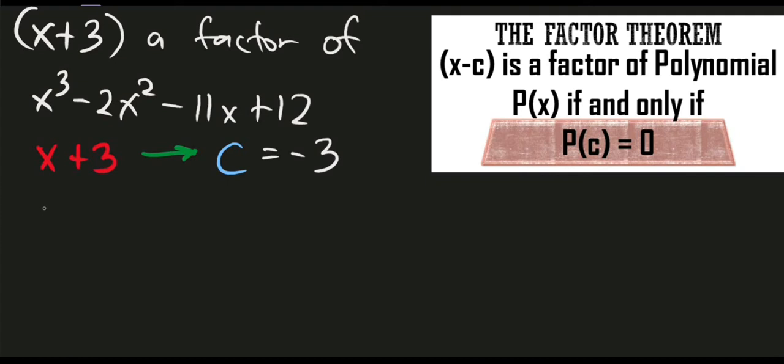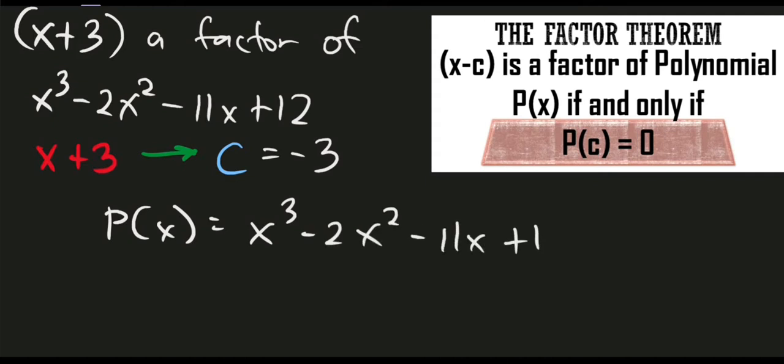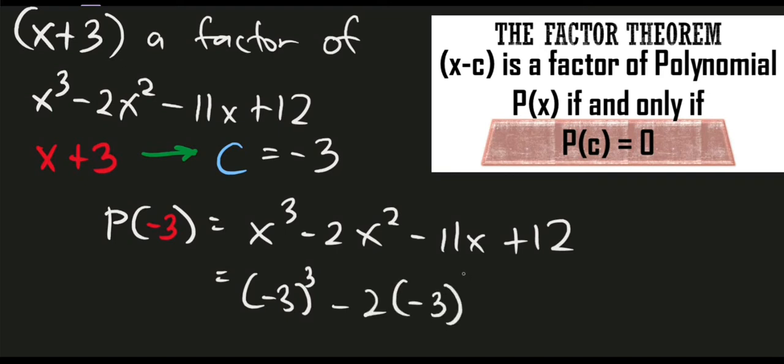Okay? Kasi it will give us p of x, okay, that is equals to x cubed minus 2x squared minus 11x plus 12. This time, papalitan mo ngayon yung value ng x. Gagawin natin siyang negative 3. Okay? So let's substitute the values. So magkakaroon tayo dyan ng negative 3 cubed minus 2 times negative 3 squared, minus 11 times negative 3, and copy the remaining plus 12.